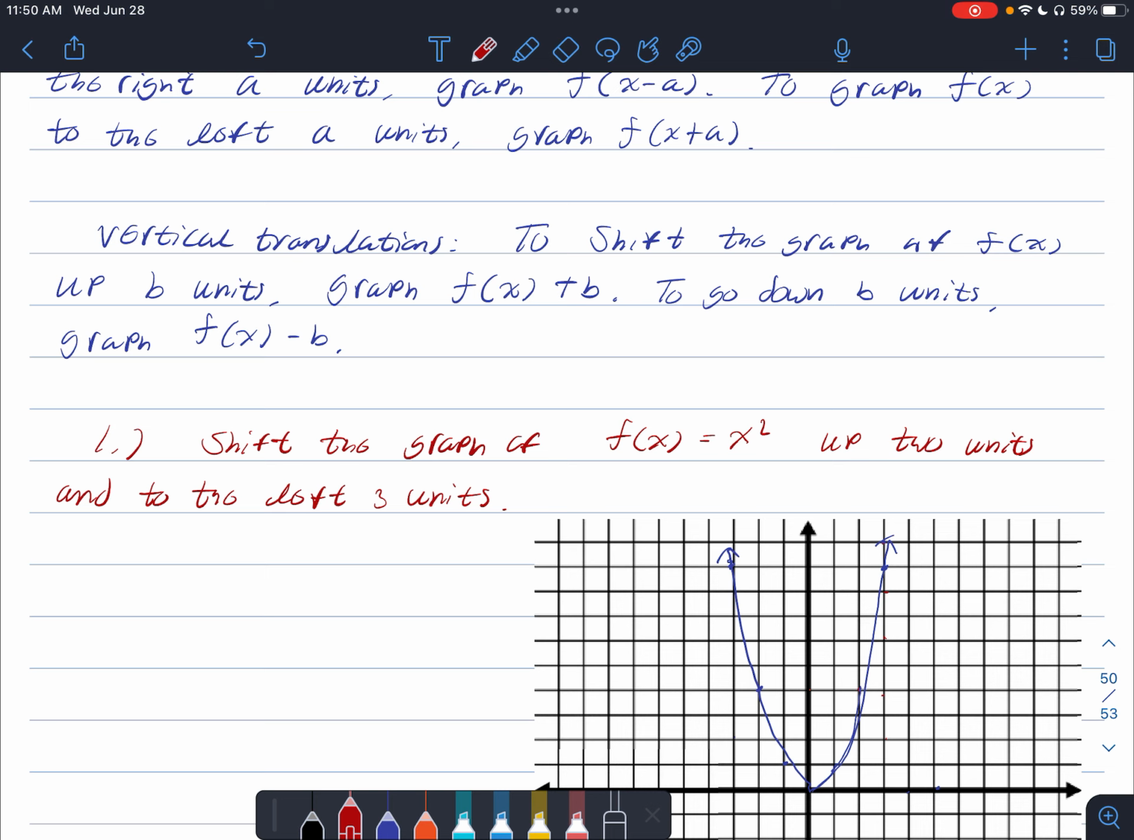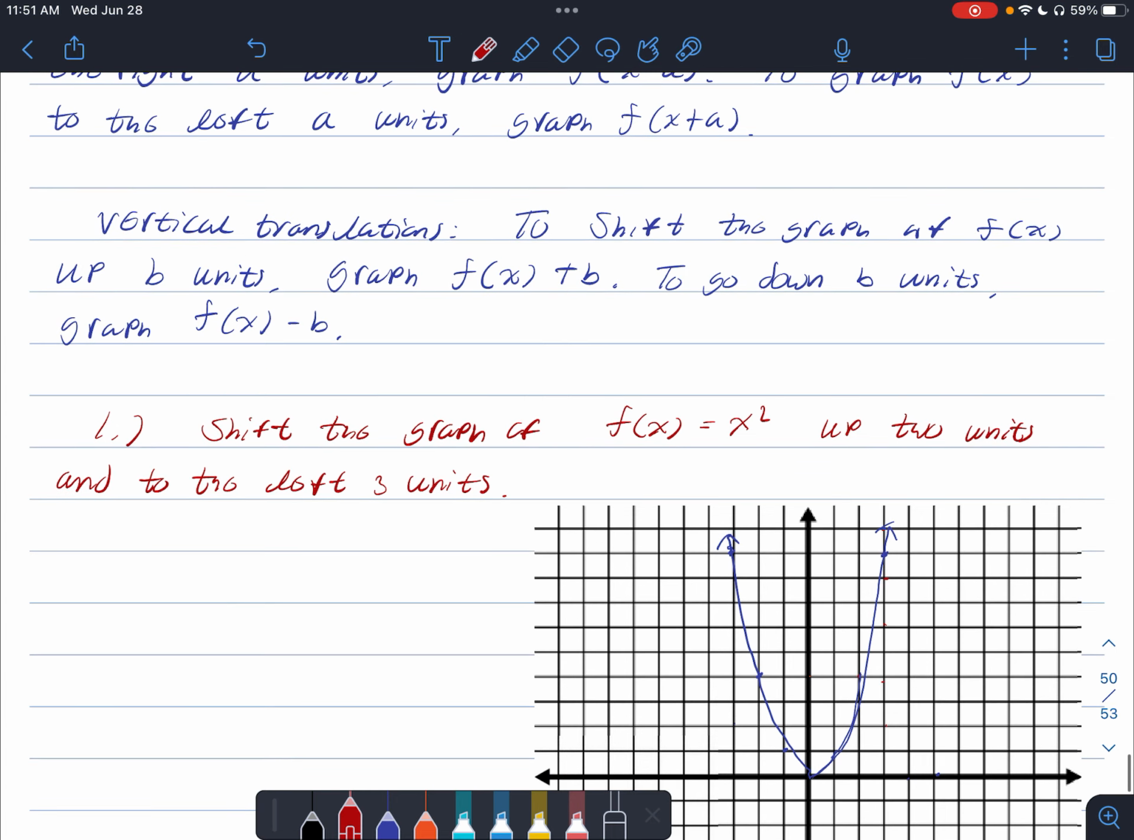And for a vertical translation, i.e. going up or down, if we want to shift the graph of f of x up b units, we'll graph f of x plus b, where b is on the outside of the parentheses. And if we want to go down b units, we'll graph f of x minus b, where again, b is on the outside of the parentheses.